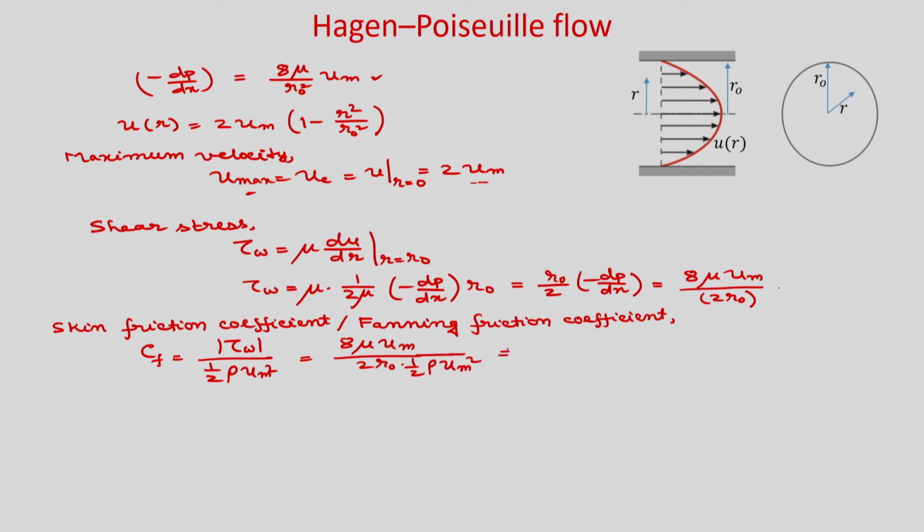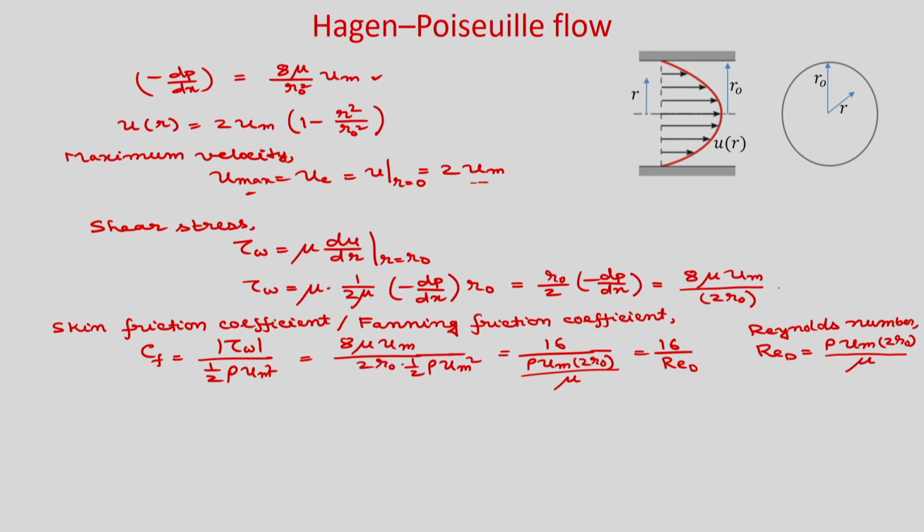So, if you rearrange it, you can write it as 16 by rho u m twice r naught divided by mu. So, you can write 16 by Re D. D is the diameter of the pipe. So, that is twice r naught. So, Reynolds number we have defined here based on the diameter, okay, and mean velocity. So, rho u m twice r naught divided by mu.